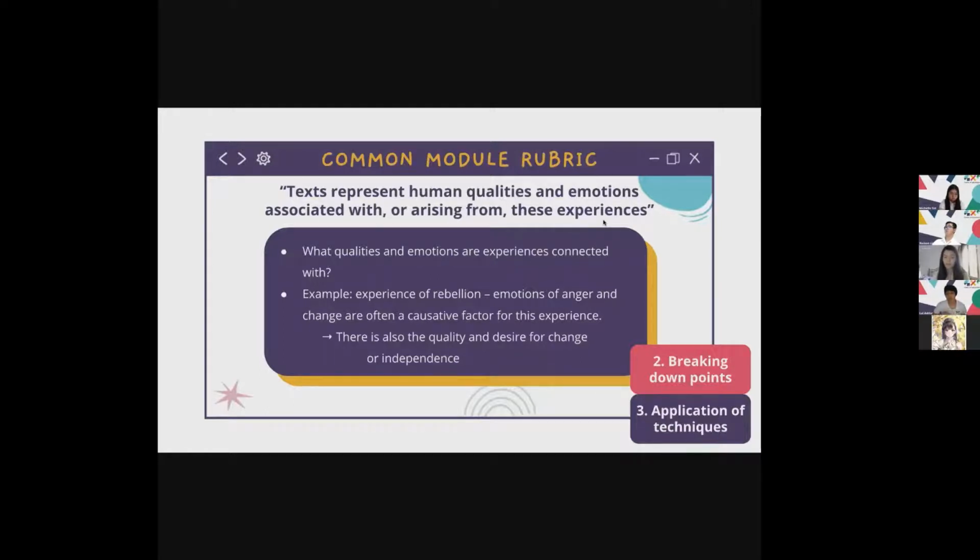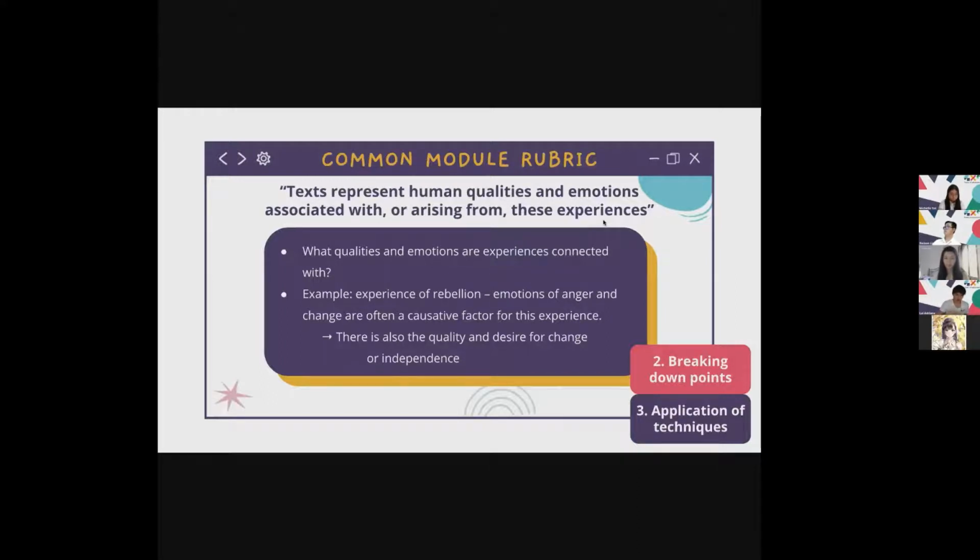It could be experiences of loss. What experiences are related to that? What emotions are related to that? What qualities are related to that? So identify these key qualities and emotions that are specific to humans and what experiences are directly related to them.